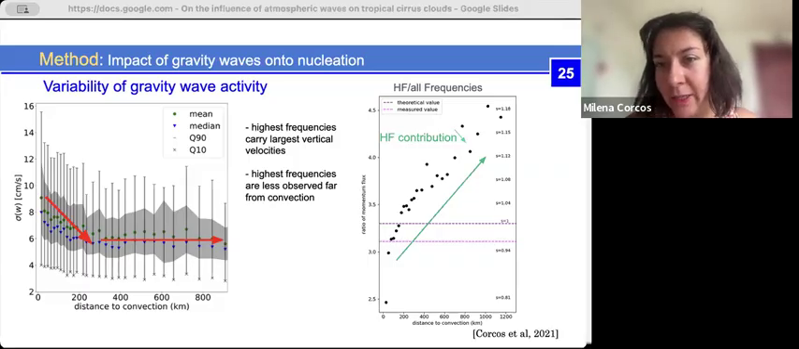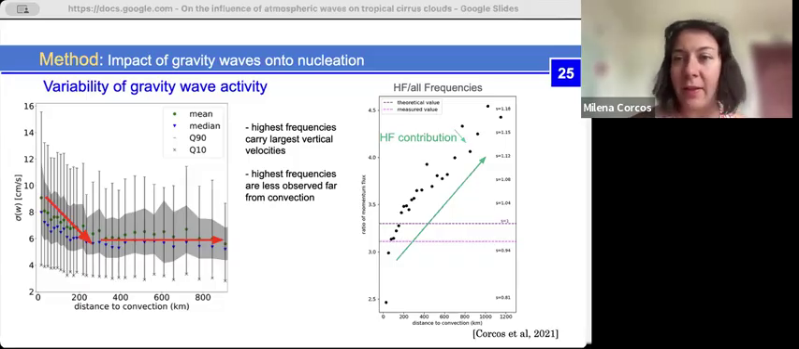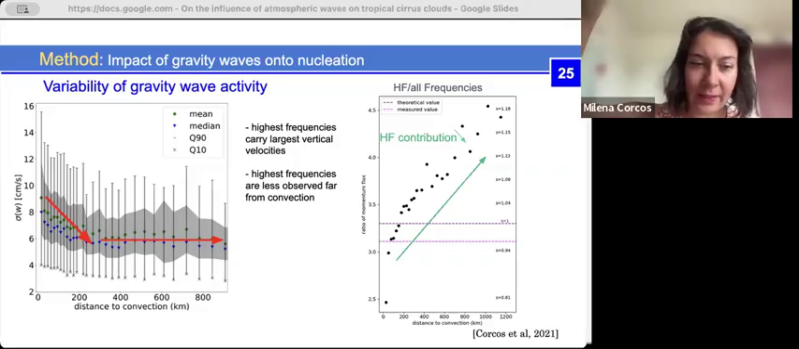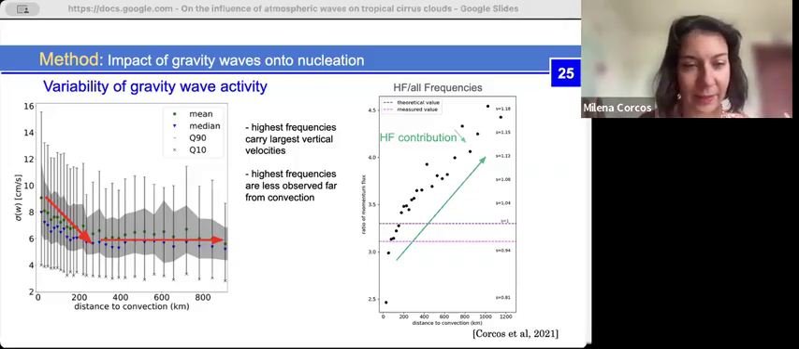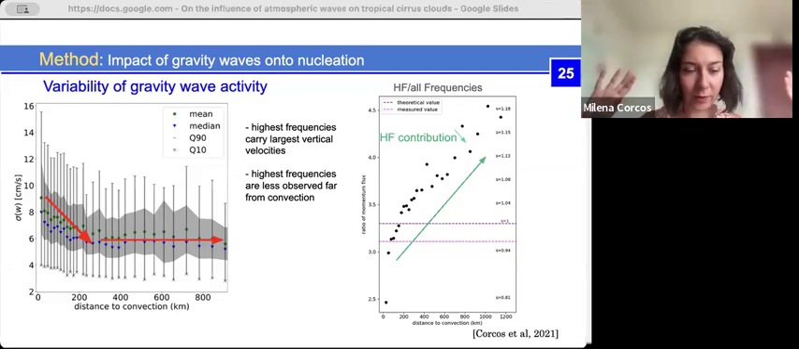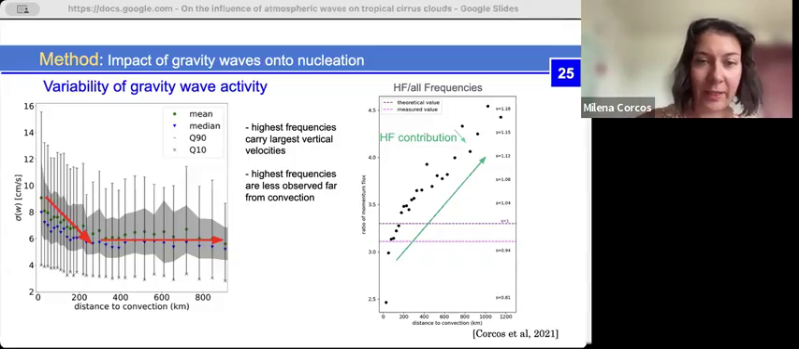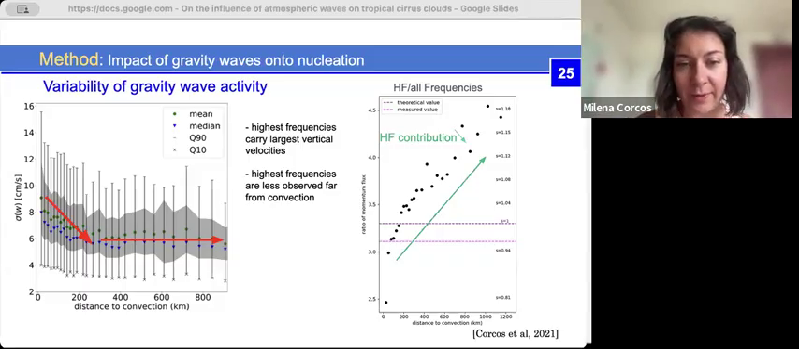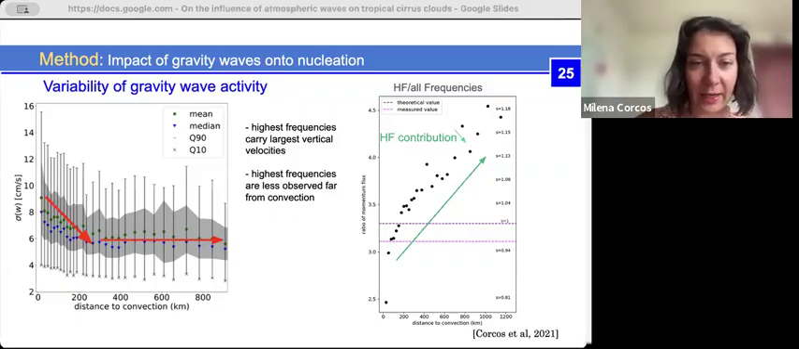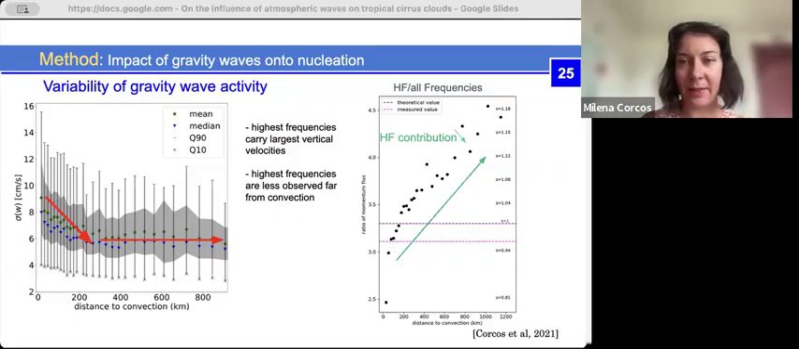More precisely, I'm showing ratios of momentum fluxes, basically higher frequency momentum fluxes over all frequency momentum fluxes that we observe. The key message of this figure is just to say that the relative contribution of the higher frequency waves to the total observed momentum flux diminishes the further we get from convection, meaning that the spectrum of waves changes with distance to convection and can't be just represented with one mean slope. And also, the higher frequency waves are not observed everywhere.